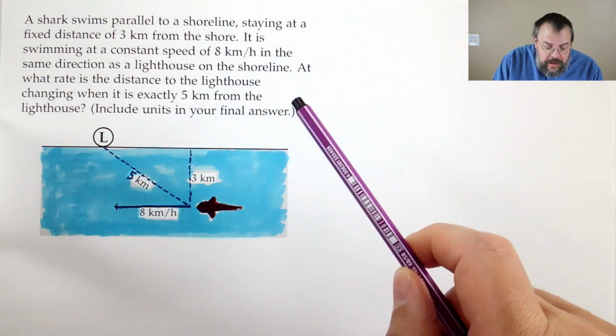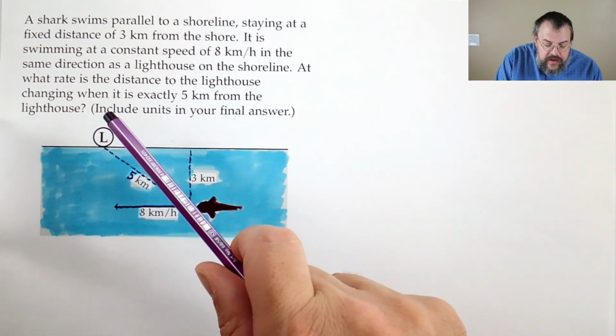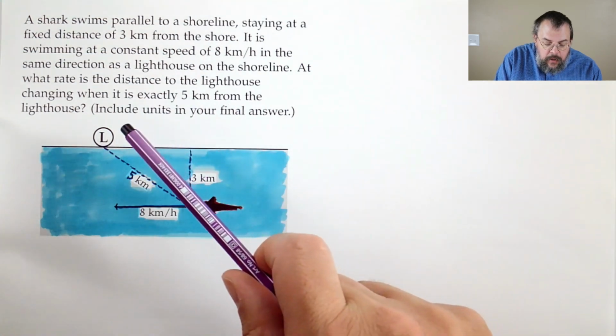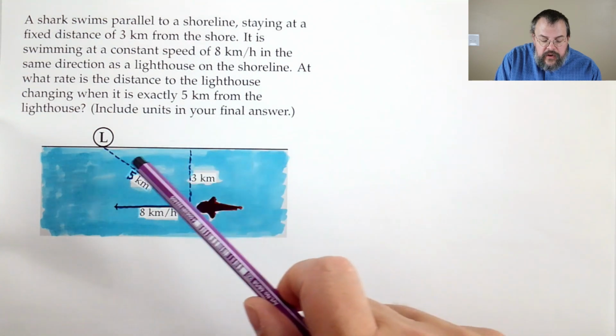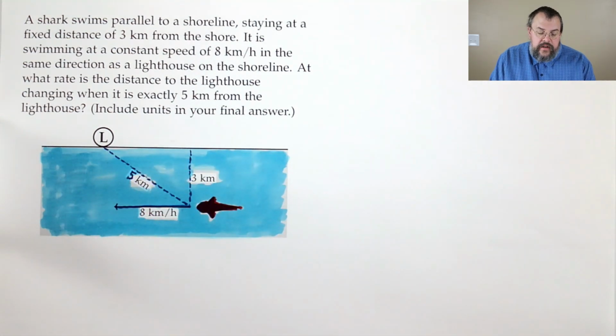Now, the question: at what rate is the distance to the lighthouse changing when the shark is exactly 5 kilometers from the lighthouse? And include units in your final answer.